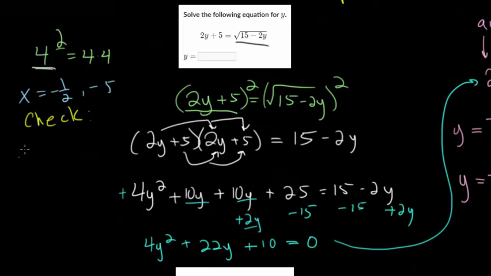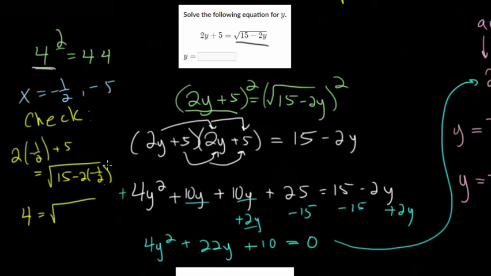We get, let's do minus 1/2 first. So we get 2 times minus a half plus 5, and we're trying to see, is this equal to the square root of 15 minus 2 times minus a half? And on the left-hand side, this becomes negative 1 plus 5, which is 4. And on the right-hand side, we get the square root of 15 minus this product here, but the 2's would cancel, the negatives would cancel, and you get 15 plus 1, which is 16, and that is true. So we know for sure minus a half is the solution, but let's check minus 5.